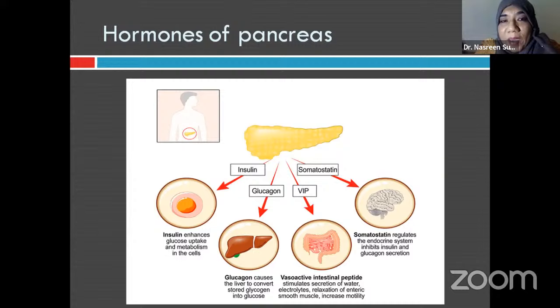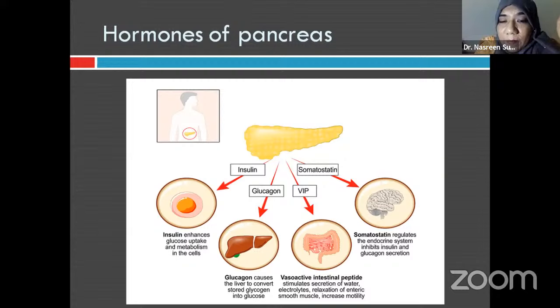Coming to the hormones of the pancreas, you have insulin, glucagon, VIP, and somatostatin. What is their function? It's a very common question. Insulin enhances glucose uptake and metabolism in the cells. Glucagon shows the opposite action, converting stored glycogen into glucose, so glucagon increases glucose levels while insulin decreases them.